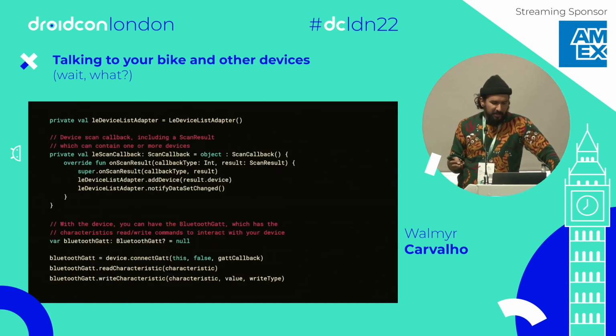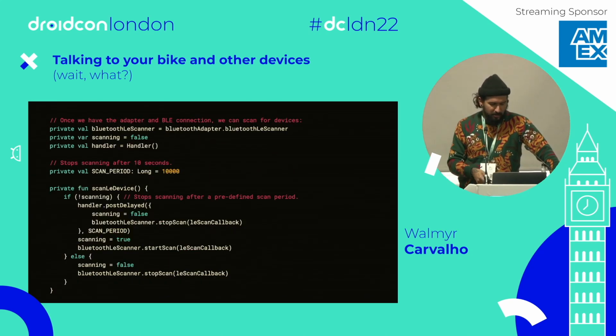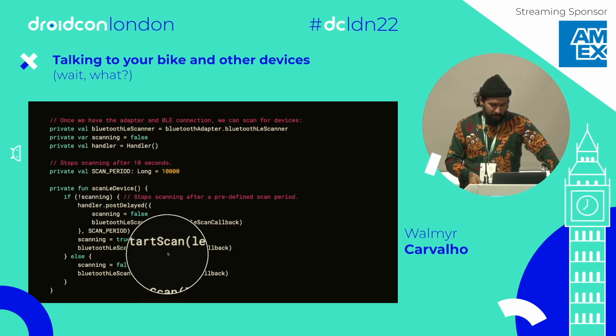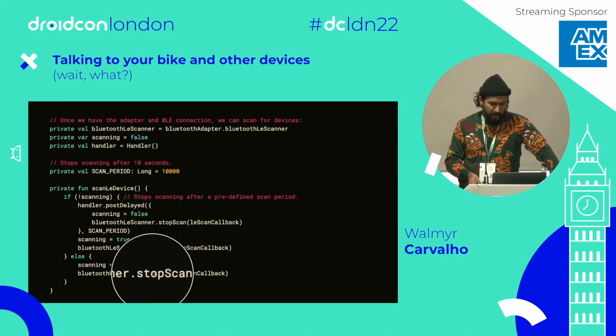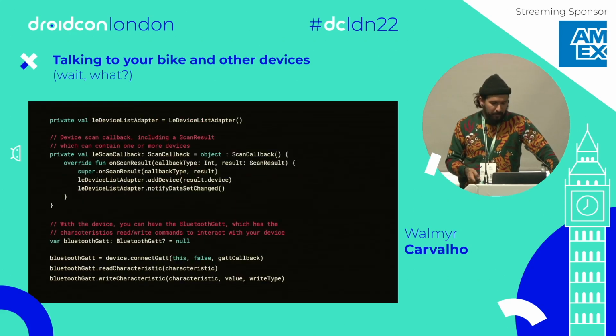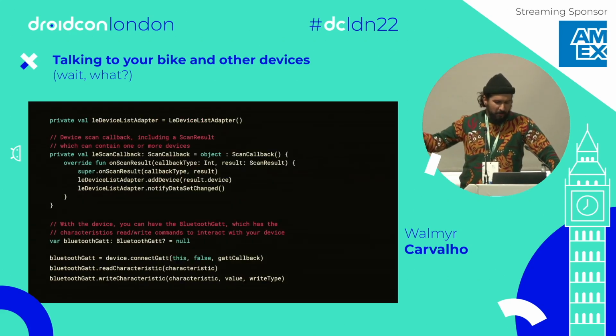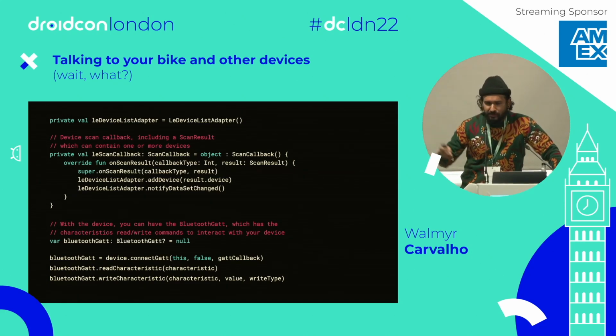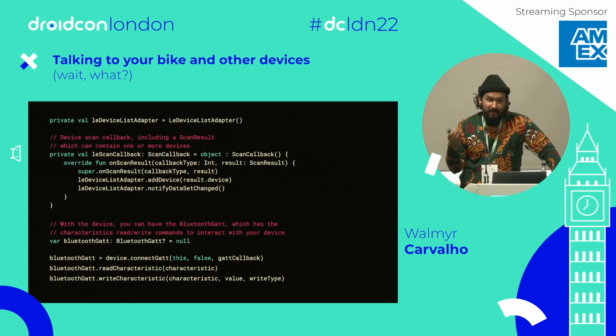And then once you have this adapter, you just need to wait for the callback from the scanner. So this is the scanner, this one. You can just start scanning, and then you can attach this low energy callback. On the callback, you can list the device. It can be a recycler view list or whatever, just list the device. And then once you have the device, you have all the characteristics of it.